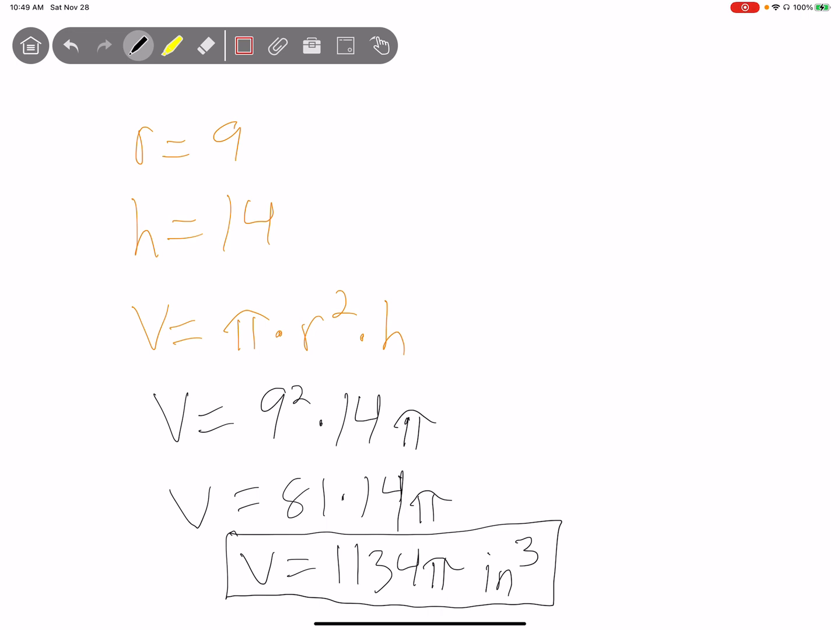Remember, as long as you have the formulas, all you're doing is plugging in what the variables stand for. Well, I know r is radius and I know h is height. And I'm leaving it in terms of pi. So I don't need to change that.